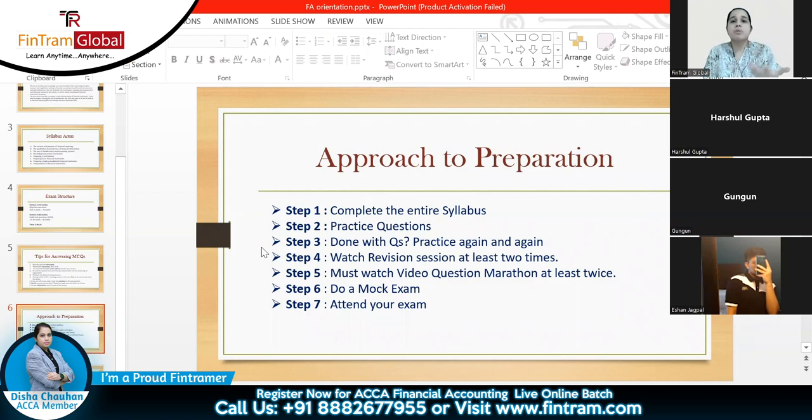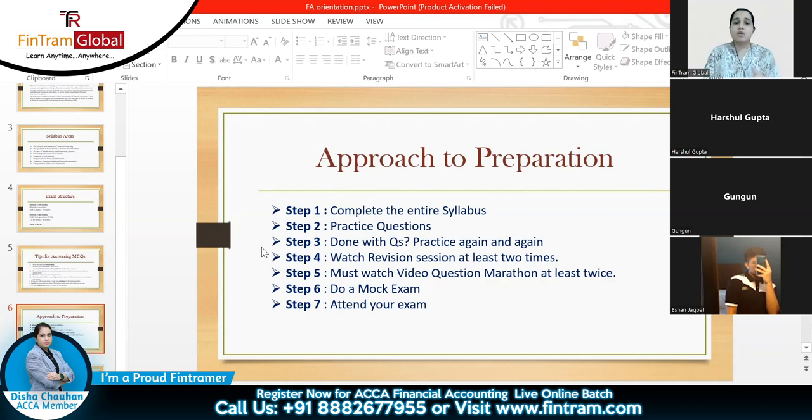The syllabus has been made in such a way that whatever they have kept is important, and you have to make sure and assume that anything and everything can come. That's why it's there in the syllabus. So we are not here to do cherry picking. We are not going to say, I'll just study these topics, I'll leave this topic, it does not seem important. No, everything and anything can come. So we have to complete the entire syllabus.